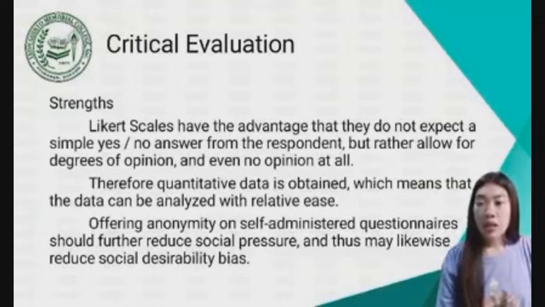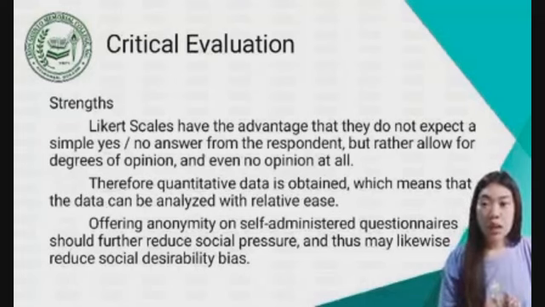Strengths. Likert scales have the advantage that they do not expect a simple yes or no answer from the respondent, but rather allow for degrees of opinion, even no opinion at all. Therefore, quantitative data is obtained, which means that the data can be analyzed with relative ease. Offering anonymity on self-administered questionnaires should further reduce social pressure, and thus may likewise reduce social desirability bias.